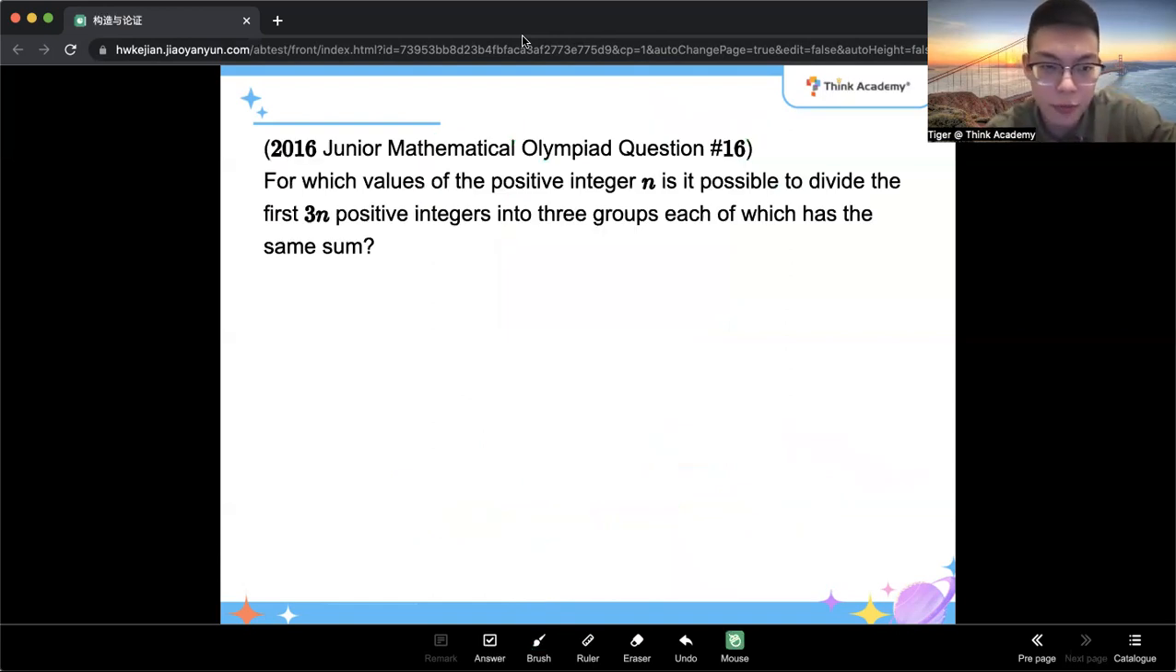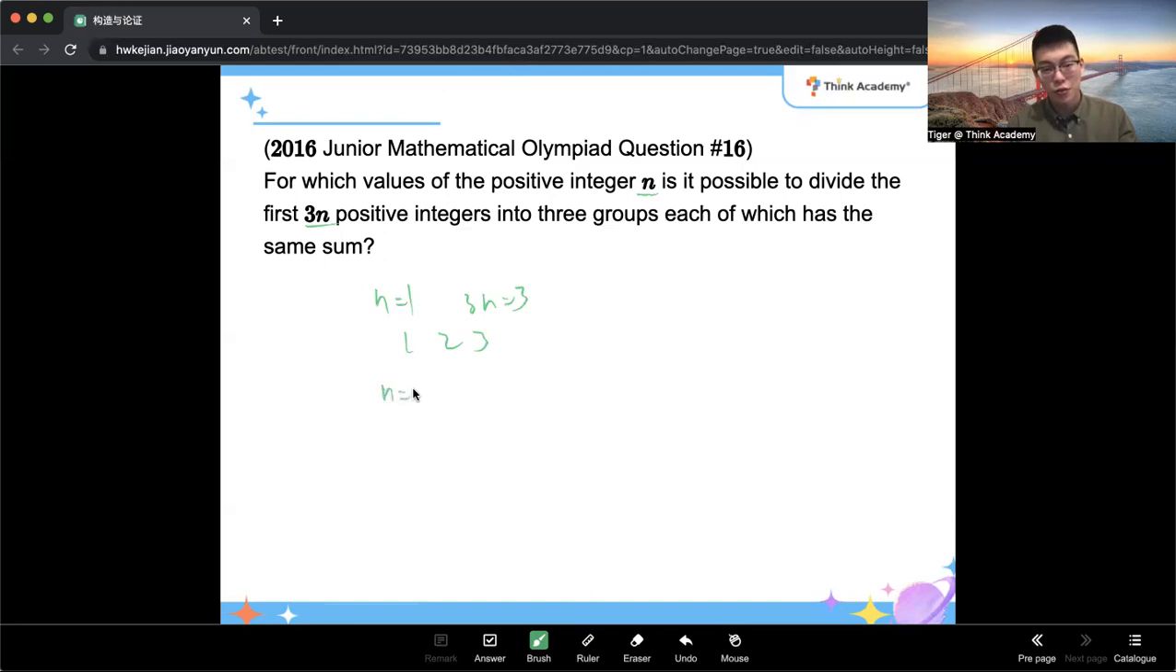And we have seen these kinds of questions, including 2016 B6, but that's not the only time. So this is a very famous question again. I guess probably you have seen it before. For which values of the positive integer n is it possible to divide the first 3n positive integers into 3 groups, each of which has the same sum? So first of all, if n is 1, 3n is 3, right? So 1, 2, 3. Can I have 3 groups of the same sum? Of course not.